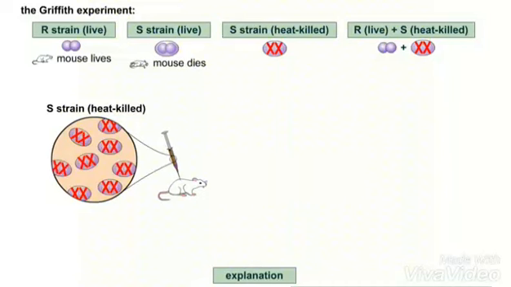Heat can be used to kill the smooth strain of Streptococcus pneumoniae. When mice are injected with these heat-killed cells, the mice live.